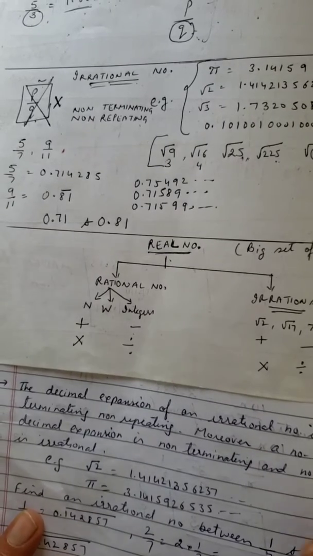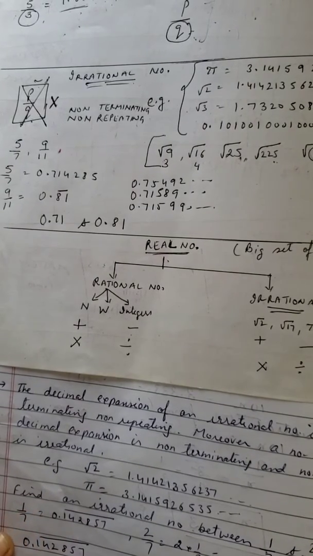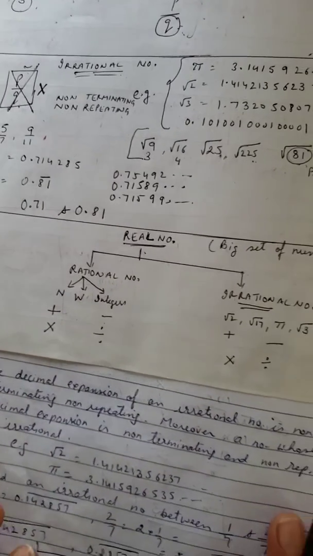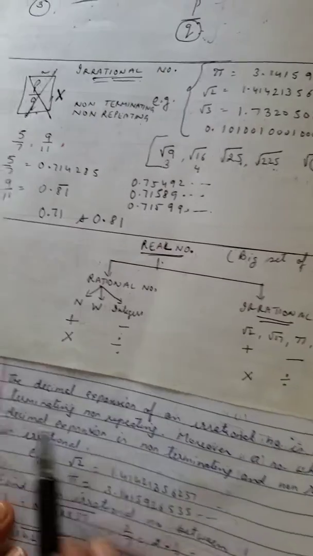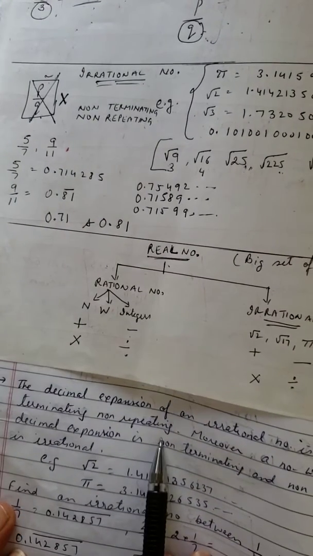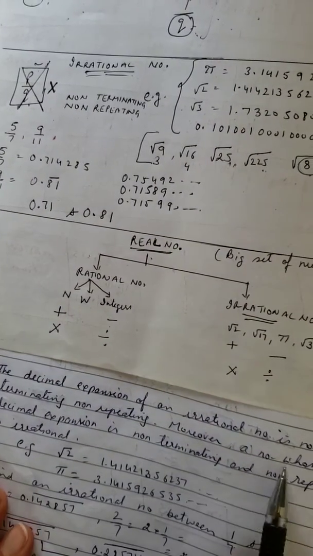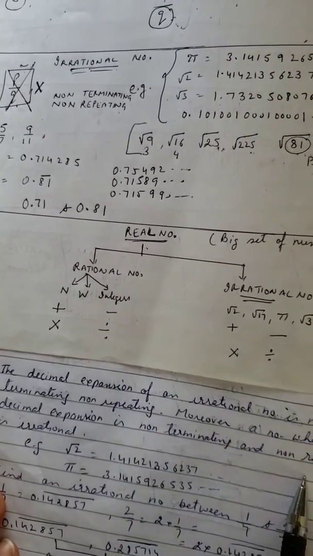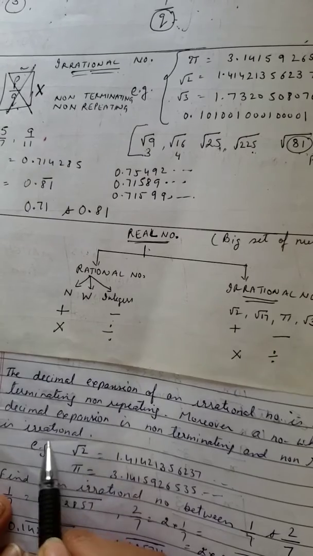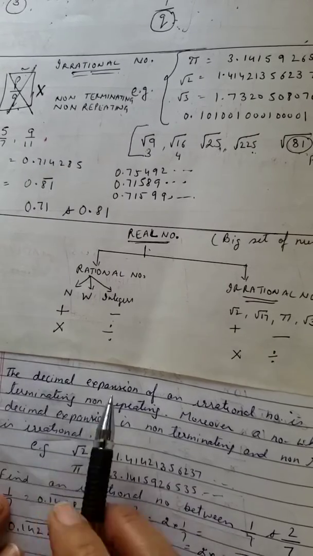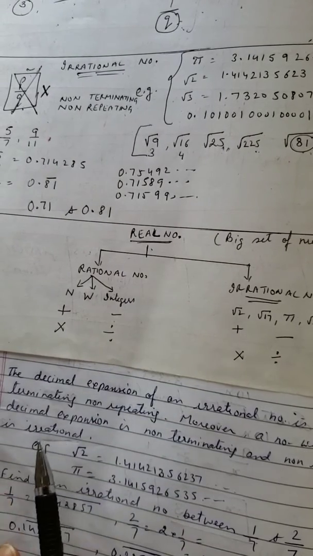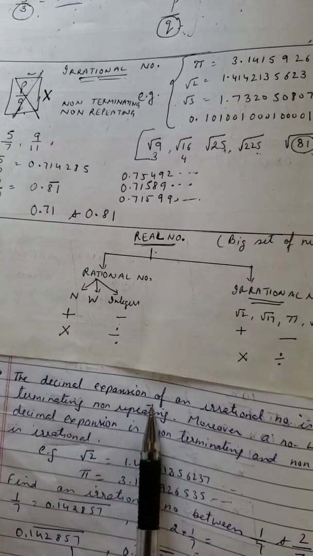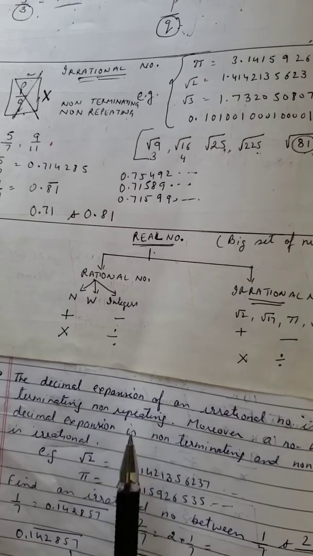Children, now the decimal expansion definition of an irrational number. The decimal expansion of an irrational number is non-terminating, non-repeating, right? Moreover, a number whose decimal expansion is non-terminating and non-repeating is known as an irrational number. So this can be another definition for an irrational number, which connects it with its decimal expansion.